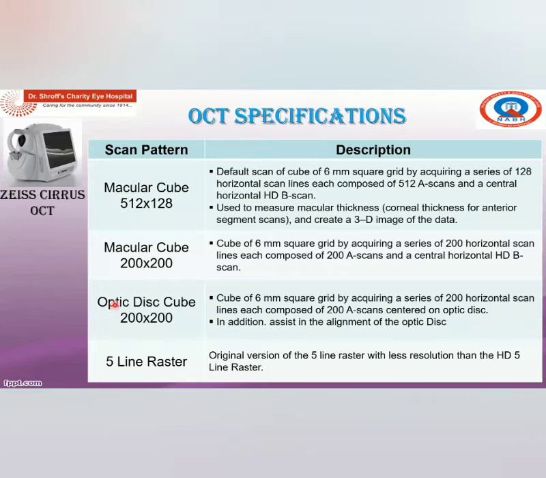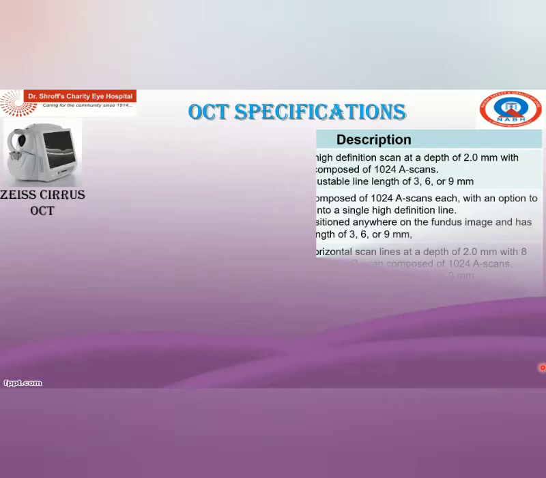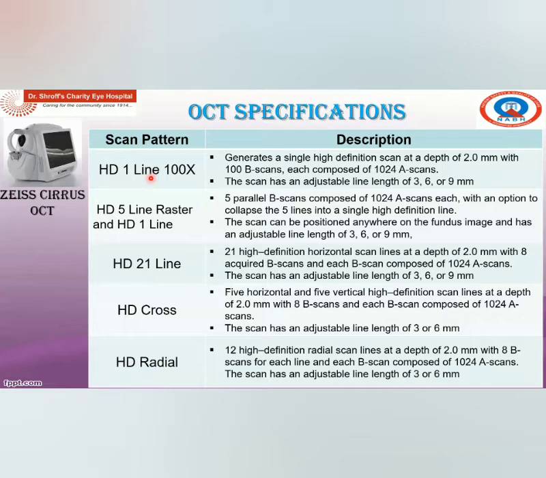This was the previous version, which has a very low resolution, and it has been modified and comes with a new scan, HD 5-line raster. This is HD 1 line, which generates a high definition scan at a depth of 2 mm. It consists of 100 B scans, and each has 1024 A scans.